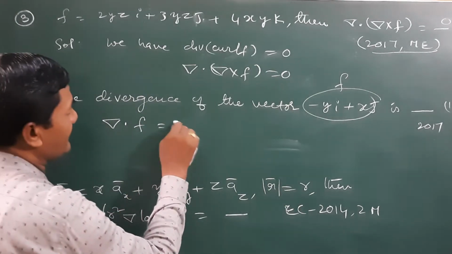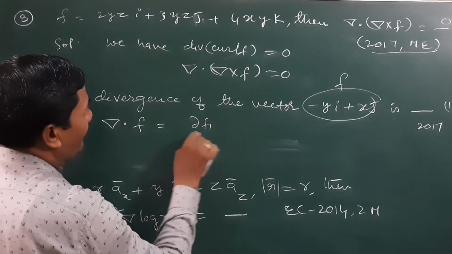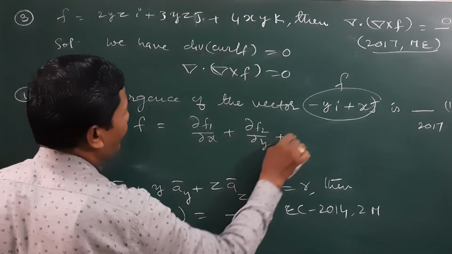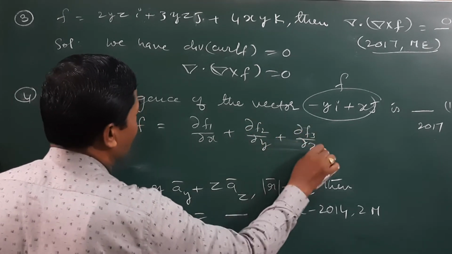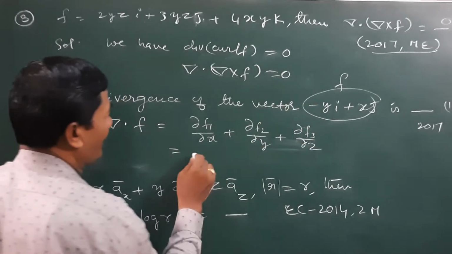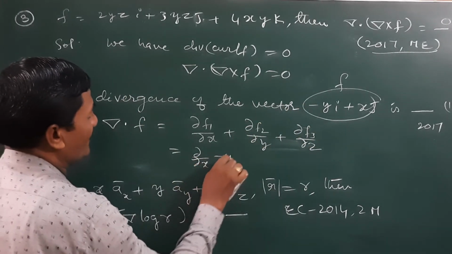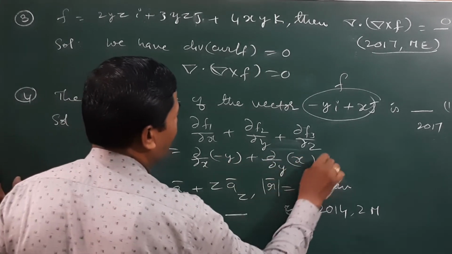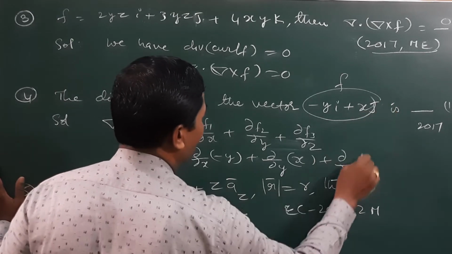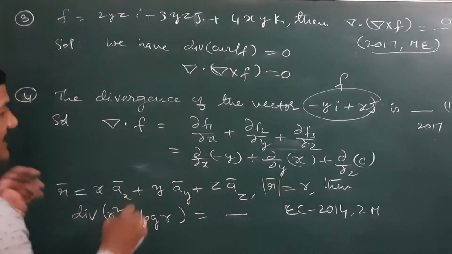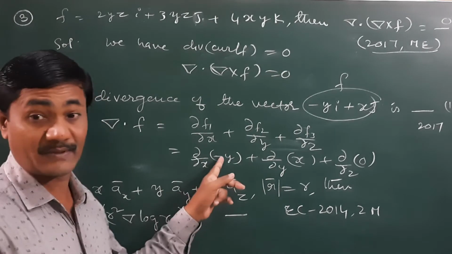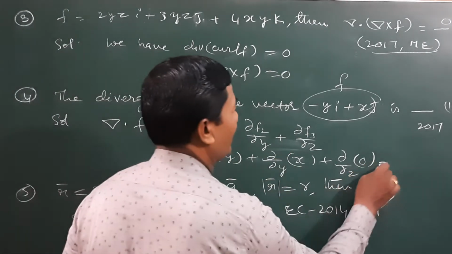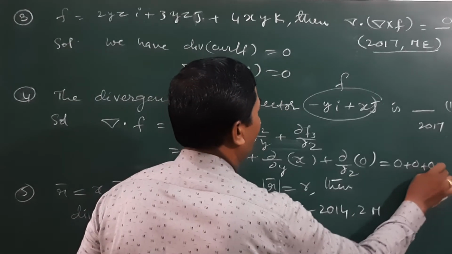Del dot f, the simple definition, is dou f1 by dou x plus dou f2 by dou y plus dou f3 by dou z. So what is f1? Dou by dou x of f1 is minus y, plus dou by dou y of f2, which is x, plus dou by dou z of f3, and there is no z, so that is 0. The derivative with respect to x of a function of y is 0, and the other is also 0. The whole value is 0 plus 0 plus 0. The final value is 0.